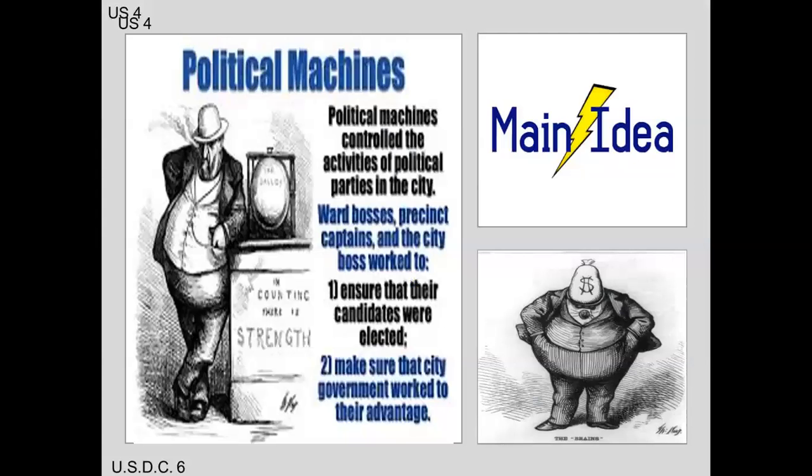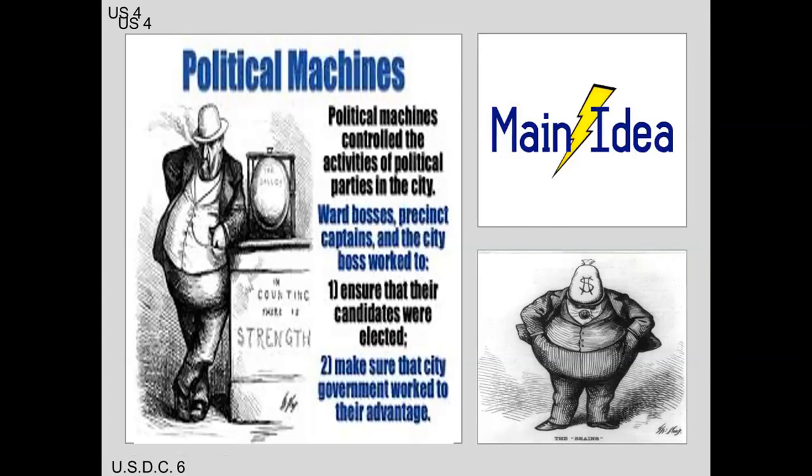The most famous of these political machines, as we're going to see in a moment, is called Tammany Hall. Political machines controlled the activities of political parties in the city, okay? The political machines worked to make sure that their candidates were elected, their people were put in power, and then these people worked to their advantage. So it was an example of, look, I'm going to get you elected, but after you get elected, you're going to have to take care of my business. I'm going to have to get the best jobs. I'm going to have to get the best government contracts. And that's illegal. That is illegal.